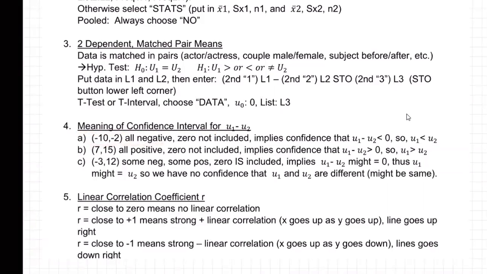All negative implies, if you follow this line here, that the first number is lower. If you get all positive in your confidence interval, it implies the first number is greater. And if you get some negative, some positive, zero's in there, right? So the difference might be 0, which means they're equal. So we have no confidence that they're different. They might be the same. That's the 3 different meanings of a confidence interval.